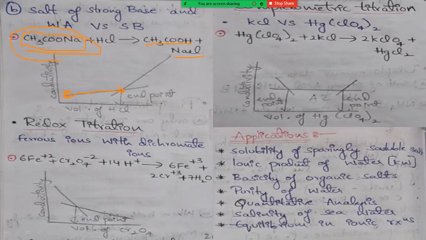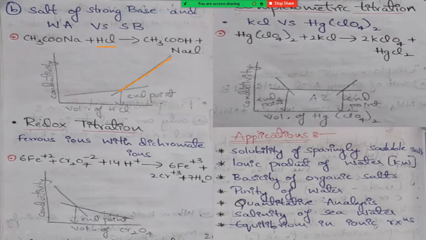So after the end point, we are still adding HCl. HCl is a strong acid. Still we are adding strong acid, so the strong acid is releasing more H plus ions. That's why the graph will be increasing. Okay, so these two reactions come under displacement titrations.